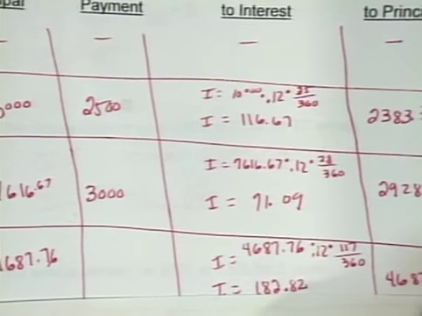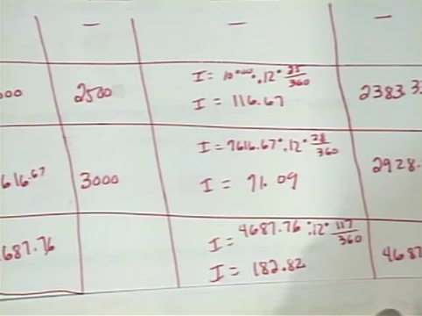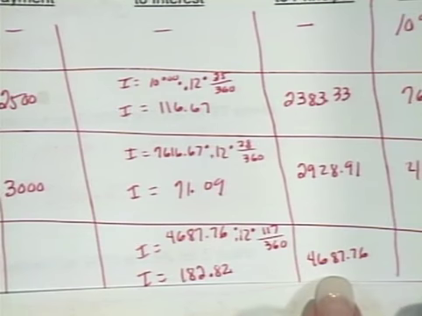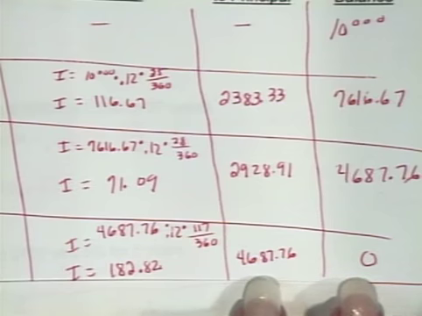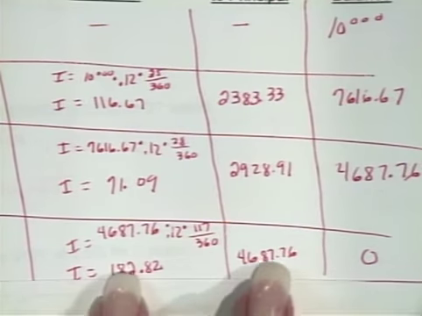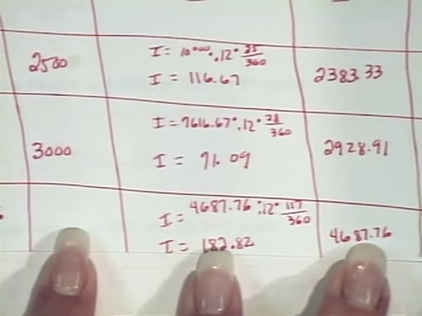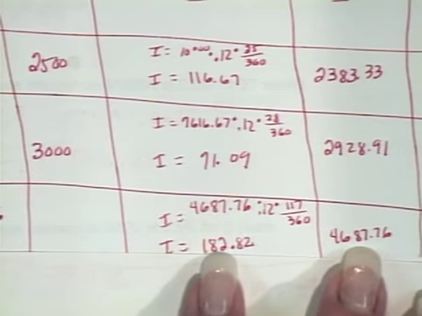On my very final day, I owe $182.82 in interest. I obviously have to pay the principal that I owe of $4,687.76 because I want my final balance to be down to zero. I'm going to add those two together to give me my final payment. I need to back into this number by adding the two. So what's my final payment?